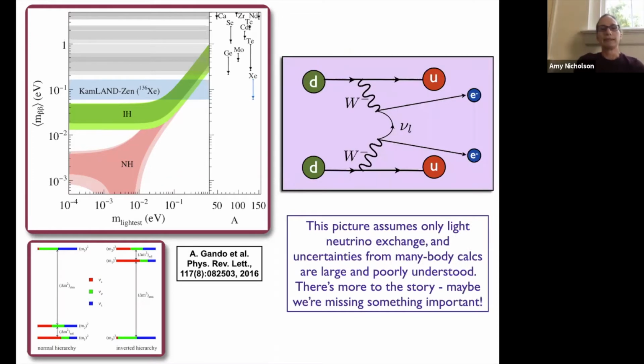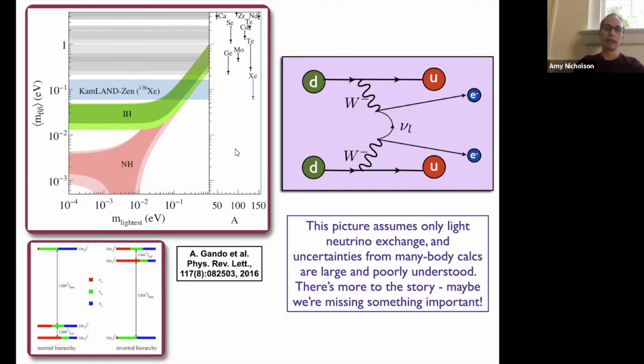So what goes into this picture? How do we generate these bounds that we might expect to see from experiment? Well, we have to use theory for it because we haven't measured it yet, clearly. So what theory has gone into this picture? Essentially, it's just this diagram that I showed you at the beginning, where you have two down quarks turning into two up quarks by exchanging a light Majorana neutrino. Now, there's more to the picture than just this light neutrino exchange, and I'll talk in a moment about what some different mechanisms are.